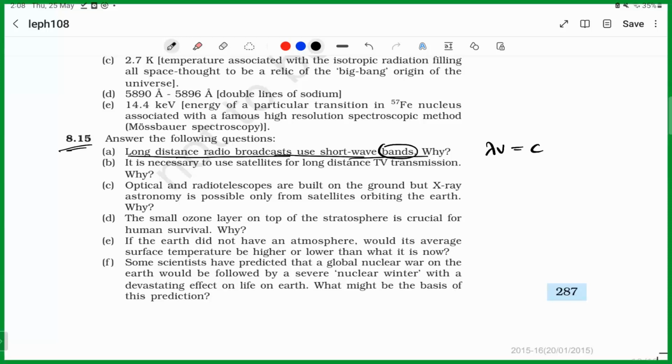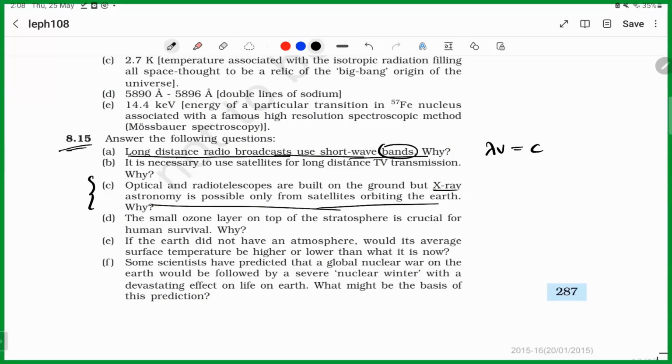So similarly, you have other questions. So here's an interesting question. Optical and radio telescopes are built on the ground, but X-ray astronomy is only possible from satellite observations. Why?